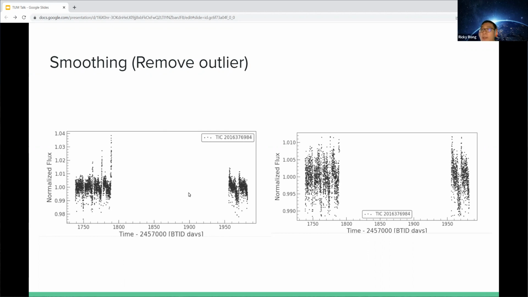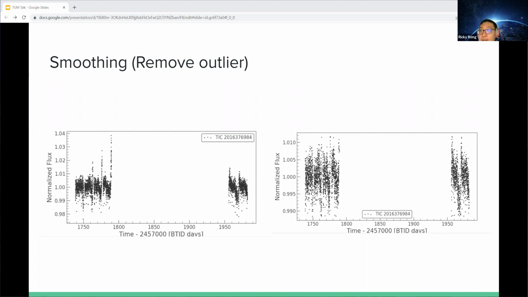Again, this is something we fix just by folding the periods over each other. Anyway, the first step we do is the smoothing, by just removing a 3 sigma of outliers. So anything outside of 3 standard deviations, as you notice, gets cut off and trimmed off.